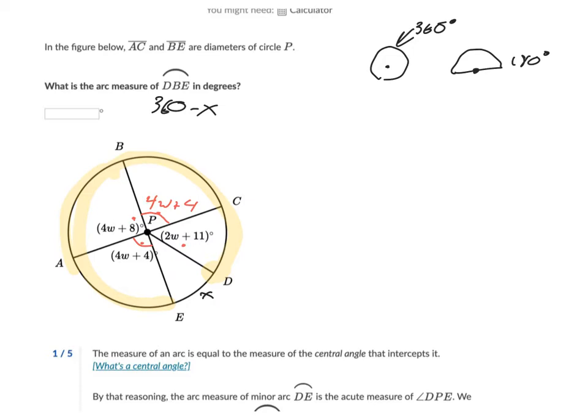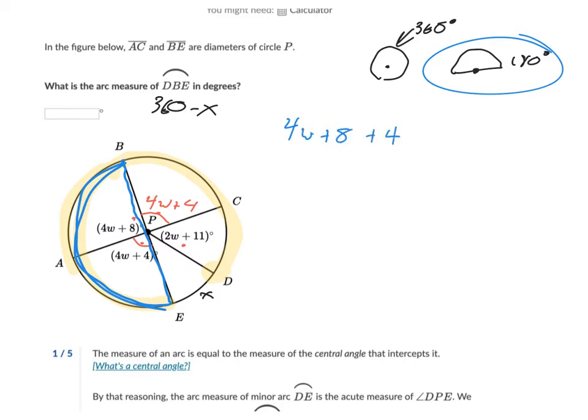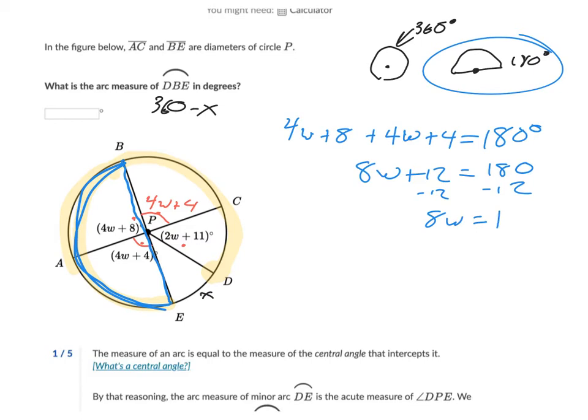So how can we get this? Well, we can use this fact first. This is a straight line right through the center. Therefore, these two angles, or these two arcs, would add up to 180. So let's start off with that. Let's say 4W plus 8 plus 4W plus 4 has to equal 180 degrees. And that would make 8W plus 12 equals 180. Subtract 12, that'd make 8W equals 168. And divide both sides by 8.